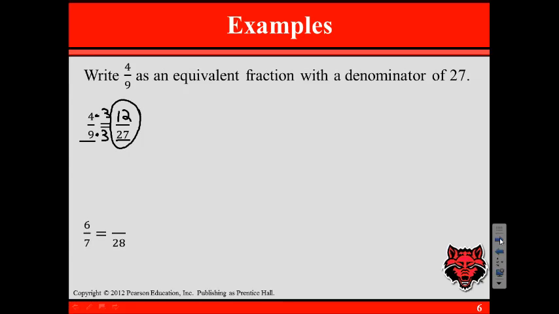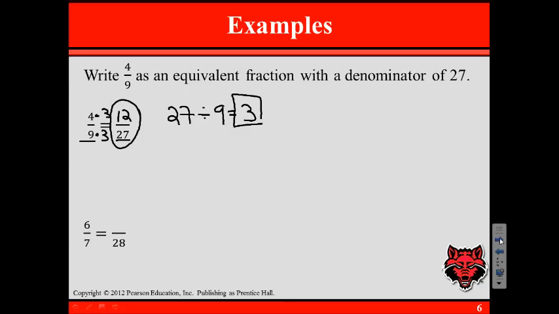A shortcut you can use if you're having trouble finding what number you should multiply by, take the denominator on the right and divide by the denominator on the left. And that will always give you the number that you should multiply top and bottom of your original fraction by. Let's try to use that trick on the second problem.